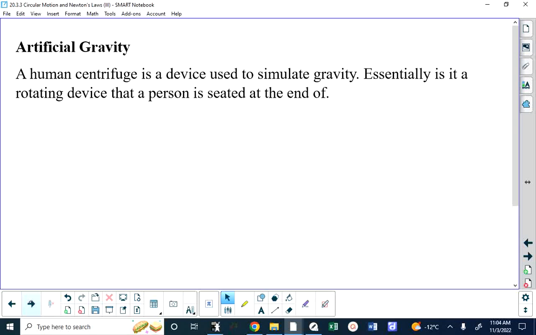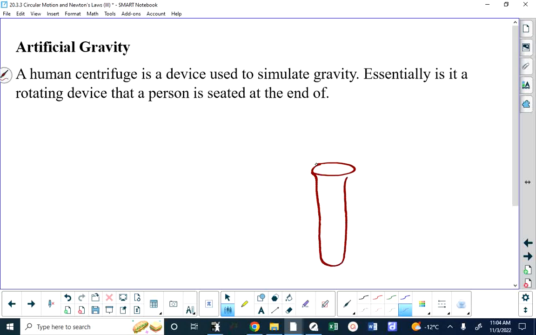There's this thing called the human centrifuge, and the idea behind a centrifuge is if you have a test tube, and the test tube contains, so this is a test tube, and it contains some mixture of materials. There's liquid and there's little particulates.